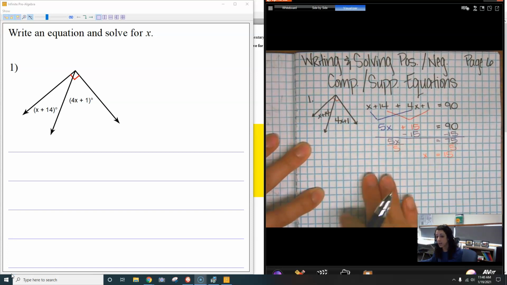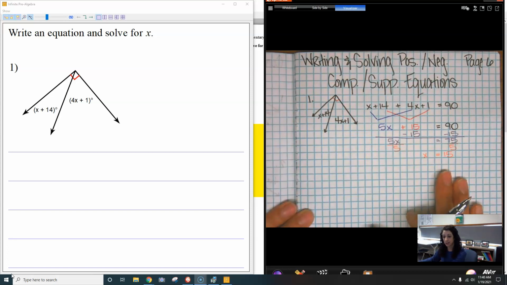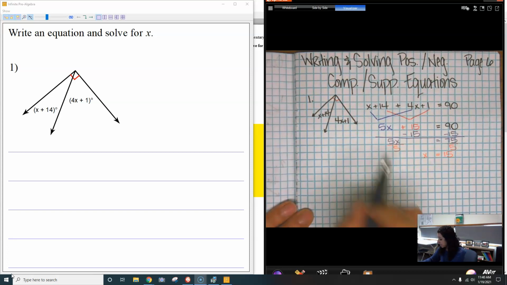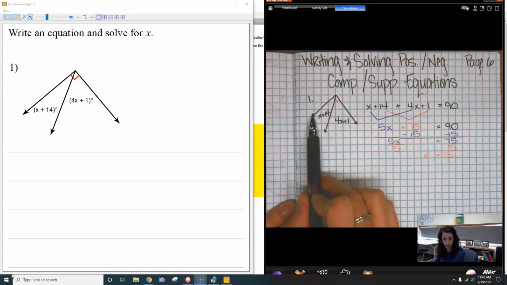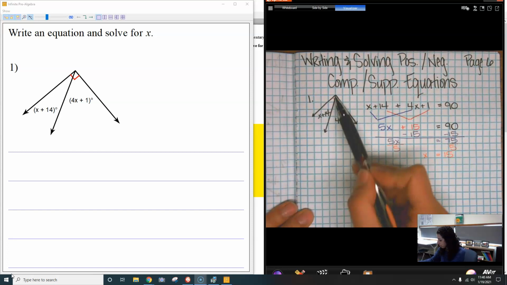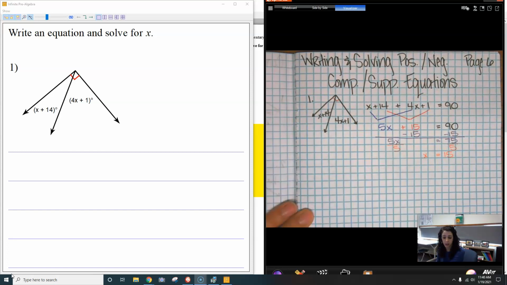We're going to talk about how to check that answer, but for right now, we're just going to leave that as x equals 15. X is not this angle, x is not this angle. X is a piece of the angle. So we don't know how many degrees this angle is, and we don't know how many degrees this angle is. We're not there yet. For right now, we're going to say x equals 15.